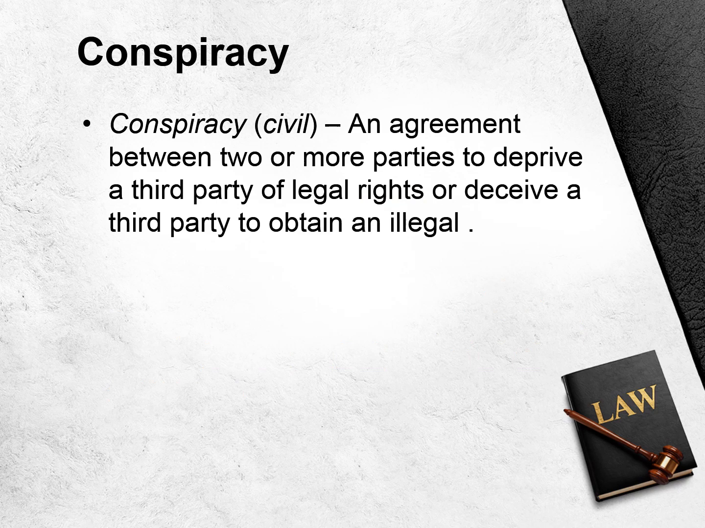Now we have conspiracy. This is a civil claim. Generally, it could be criminal. It's an agreement between two or more parties to deprive a third party of legal rights or deceive a third party to obtain an illegal right. So in this case, when you have council tax working with the local magistrate's court, that's two parties, right? The court's one party, the municipality or council is the other party. They're working against you. In fact, it's been admitted on record that the court works on behalf of the council. Well, there's two parties right there, and then they enlist the services of the legal advisor.